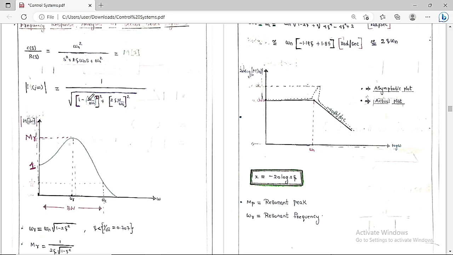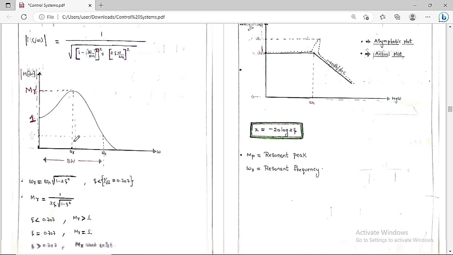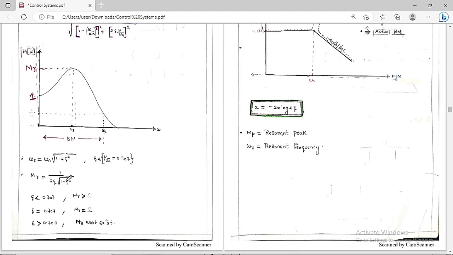If you substitute omega equal to omega r and simplify, we get the magnitude value, which is the resonant peak, equal to 1 by 2 zeta root over 1 minus zeta square. This you always have to keep in mind. So the resonant frequency is equal to omega n into root over 1 minus 2 zeta square, and the resonant peak is equal to 1 by 2 zeta root over 1 minus zeta square. These two formulas you always have to keep in mind.